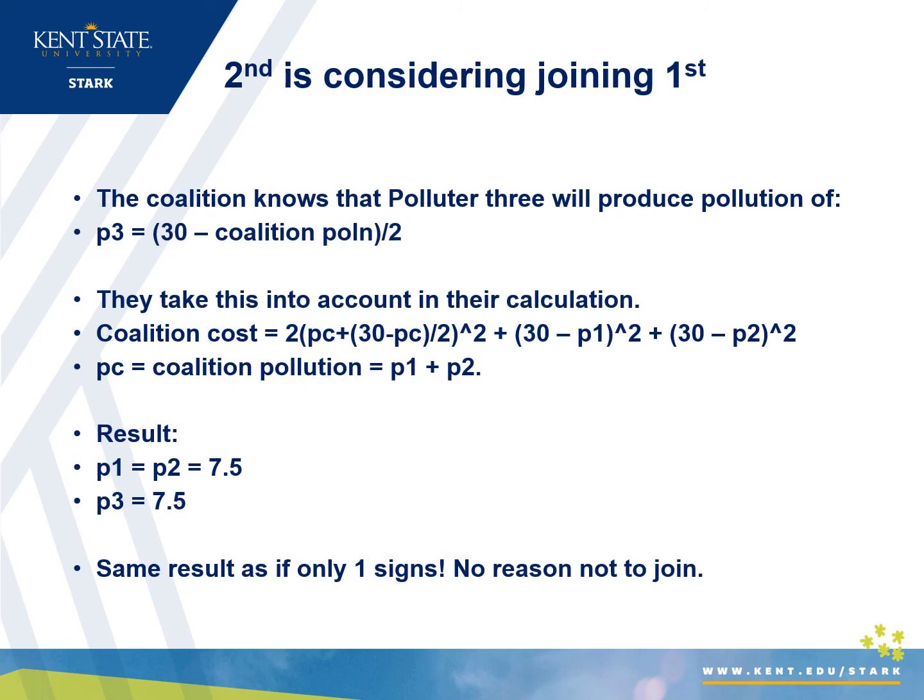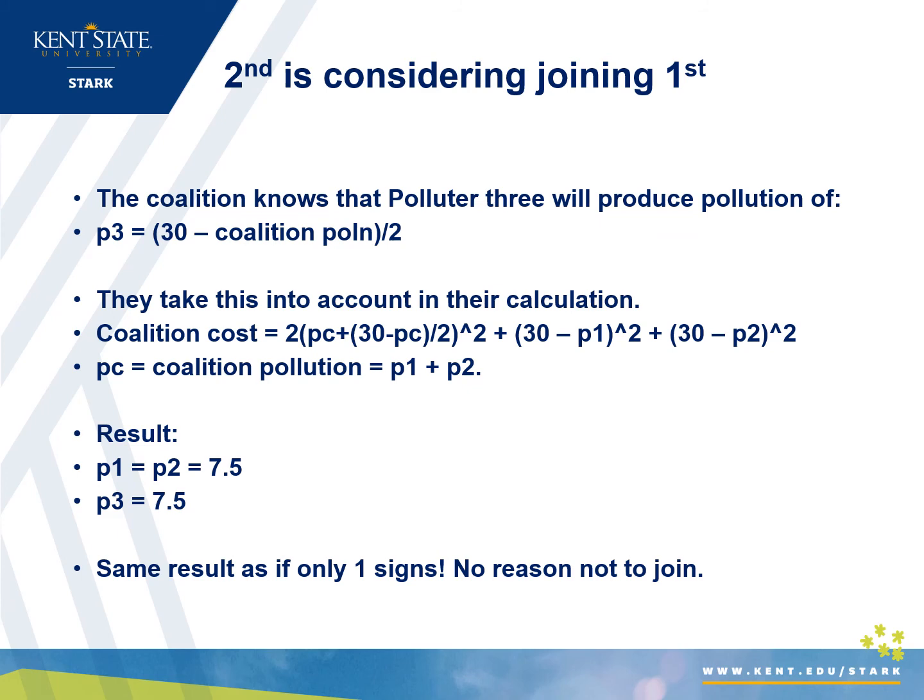Right, so then what happens if we have one person signed, and the other 2 didn't? Well, what if a second person thinks, maybe I should sign? In that case, the coalition knows that the third polluter, let's say polluter number 3, is the one that is definitely not signed at this point. They're going to create pollution according to the formula that we just saw, that is 30 minus the total amount of pollution produced by the other 2, and then divide that by 2. So the coalition will take that into account in their own calculation.